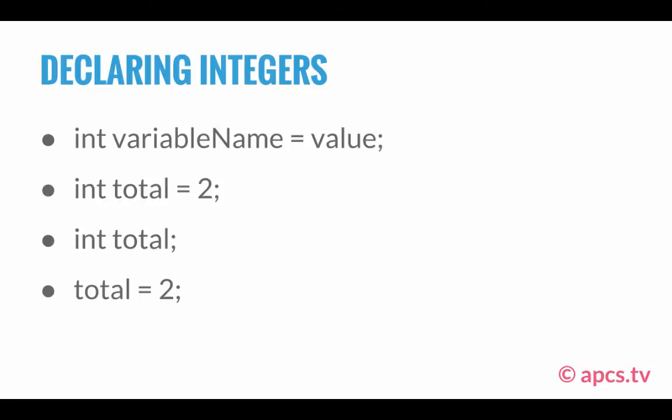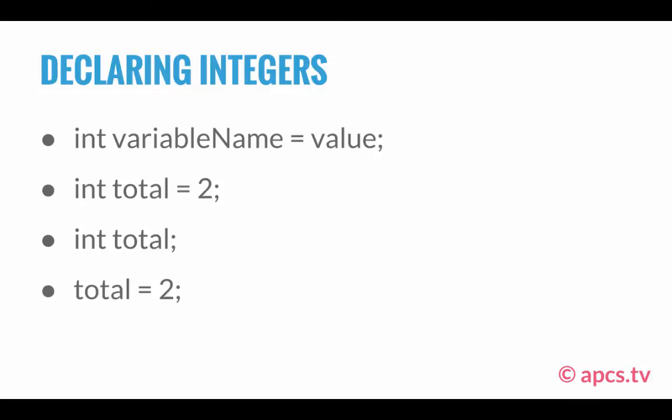And let me show you an example. Int variable name equals value. So as you can see from the previous slide, I've replaced type with int, and I've kept everything the same. Variable name is obviously an identifier. It ends with a semicolon, and value will be any integer value. And let's look at the next bullet point.